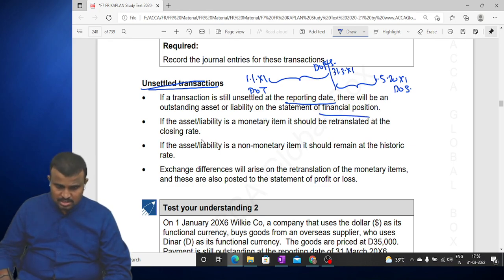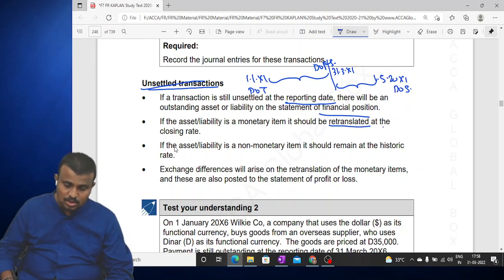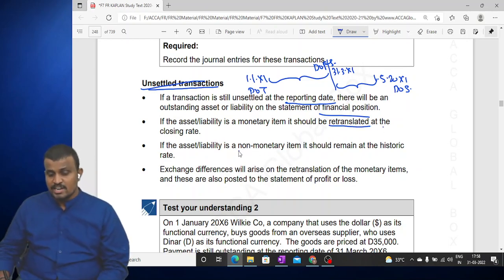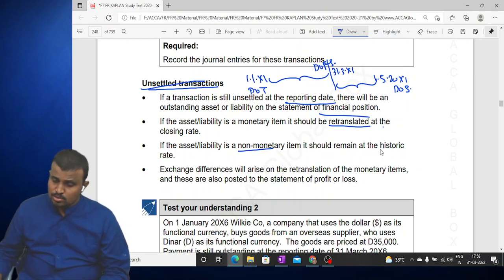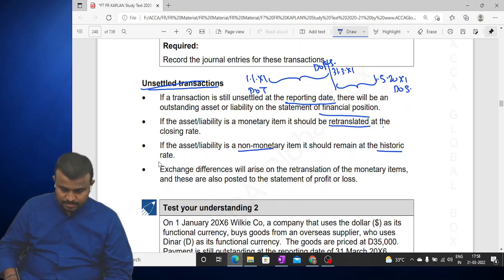If the transaction is still unsettled at the reporting date, then there will be an outstanding asset or liability on the statement of financial position. If the asset or liability is a monetary item, it should be retranslated at the closing rate. Non-monetary items are not retranslated. Those remain at what? Historic rate. Exchange difference arising on the retranslation of monetary items is transferred to the statement of profit and loss.